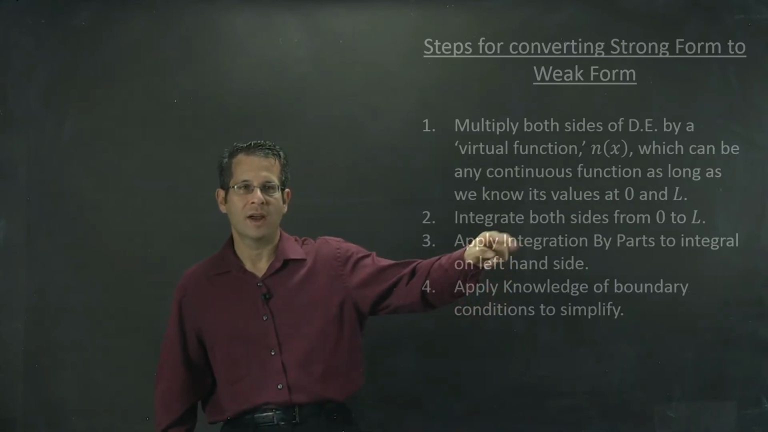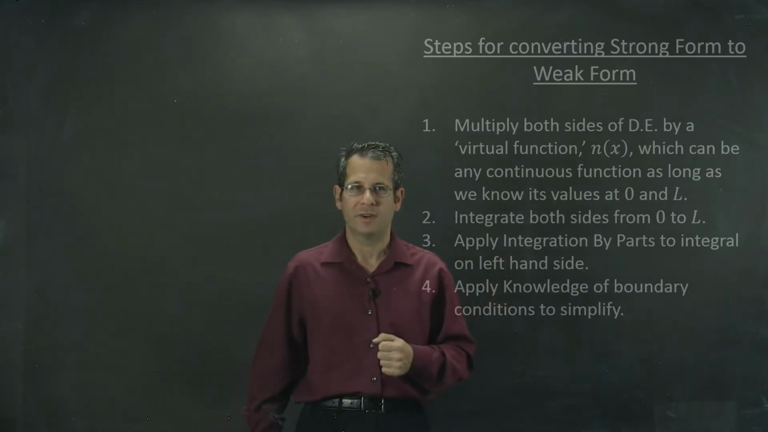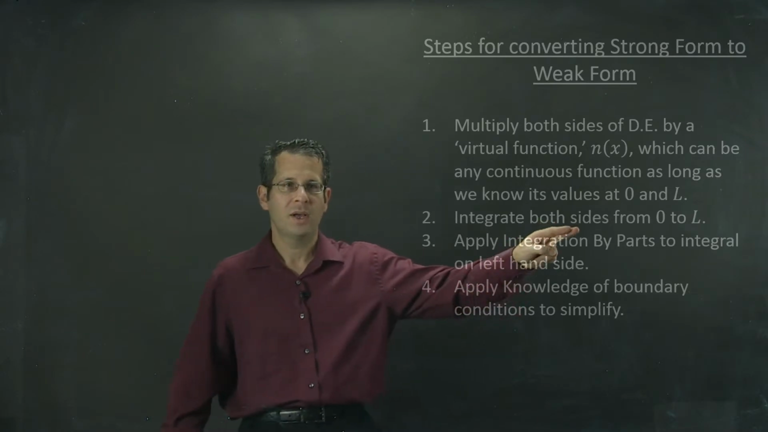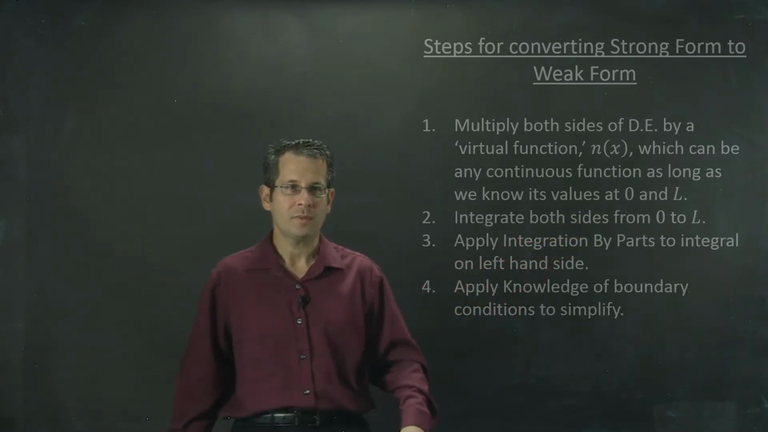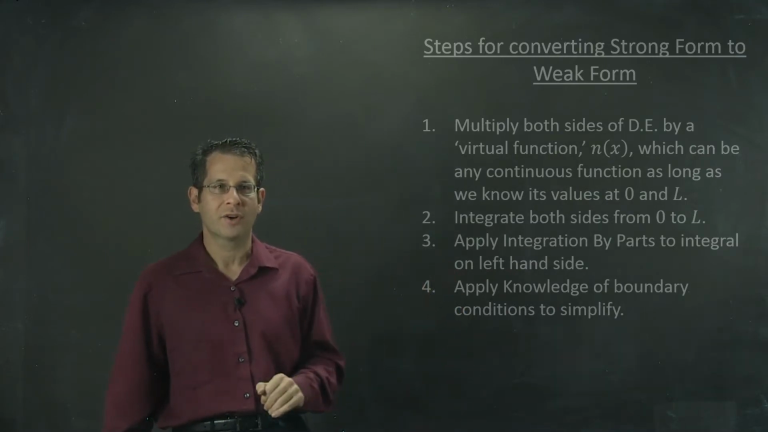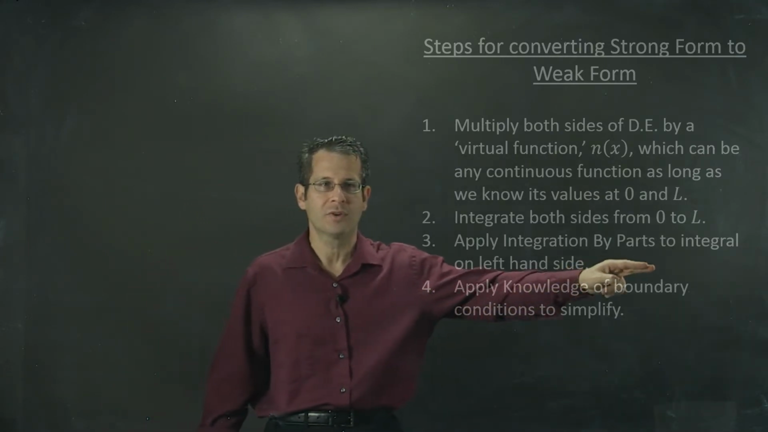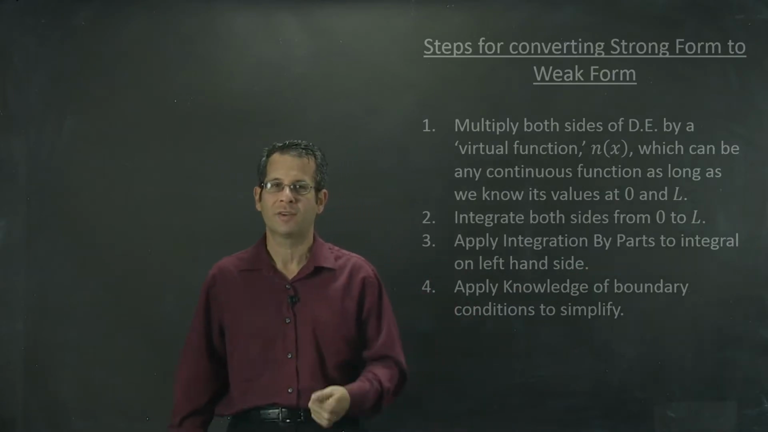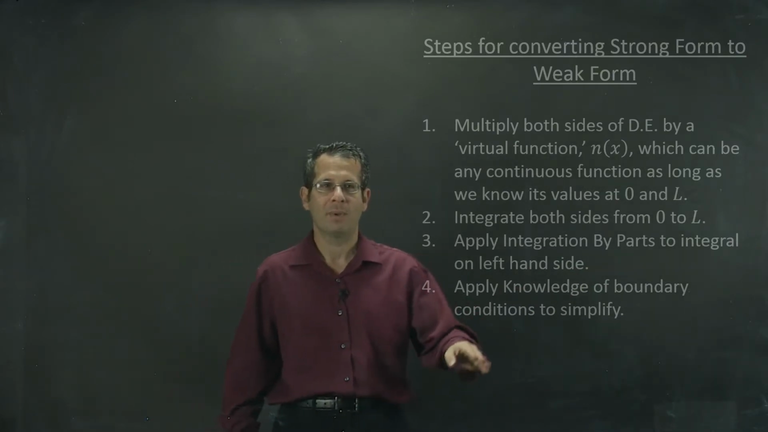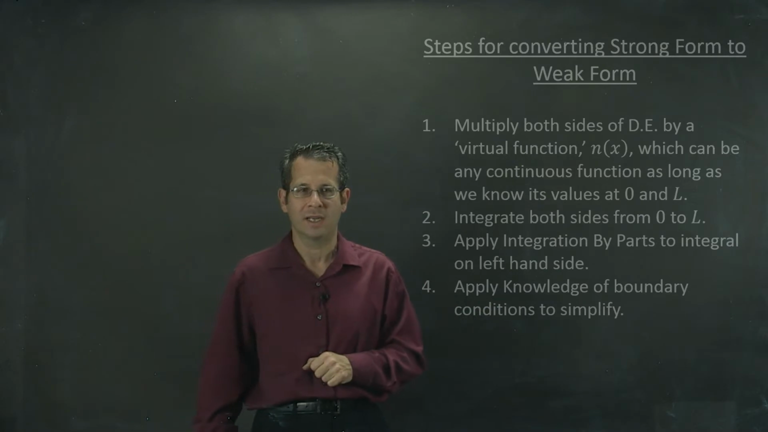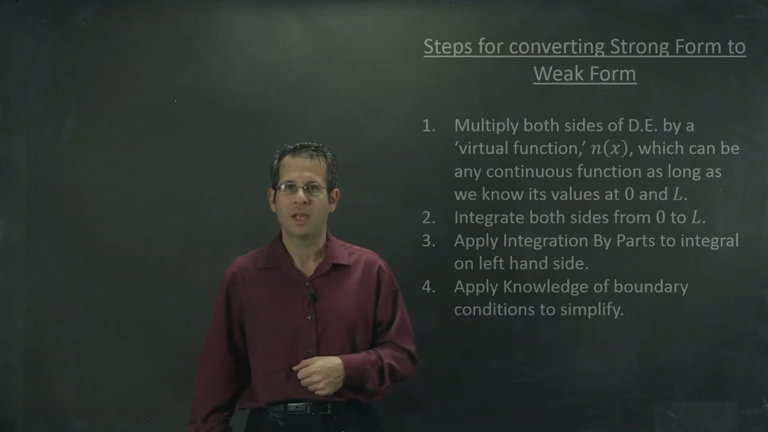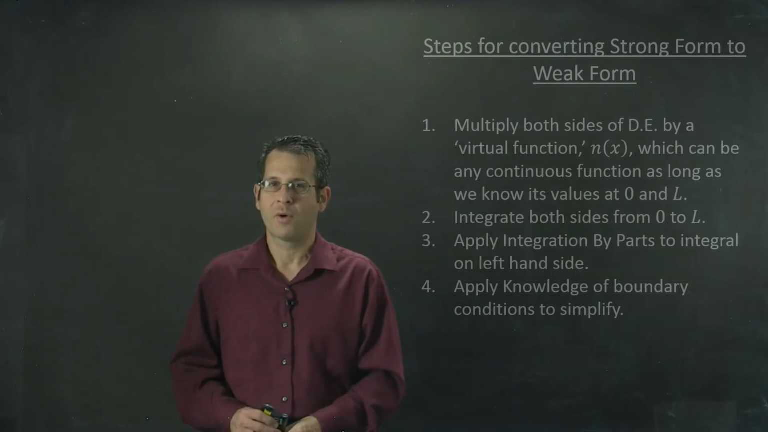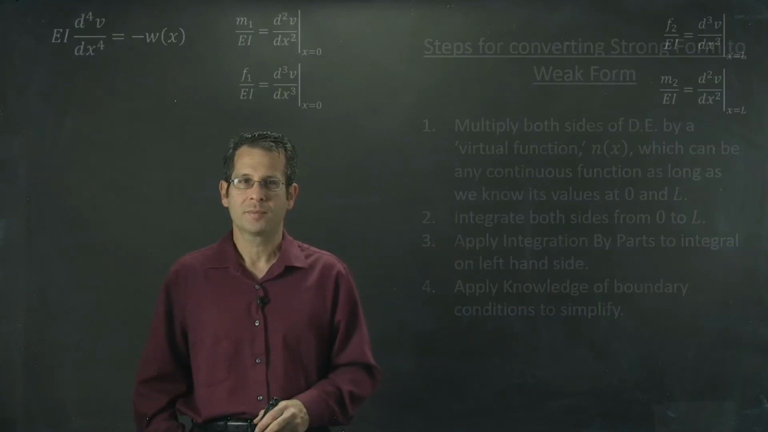We're then going to integrate both sides of the resulting differential equation from 0 to L, the boundaries of our domain. We'll then need to apply integration by parts to the integral that appears on the left-hand side of our resulting equation. And then by applying our knowledge of the boundary conditions, we can simplify the resulting equation, and we will arrive at what's called the weak form. So let's go ahead and do that now for our beam problem.